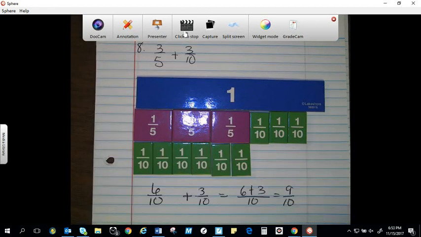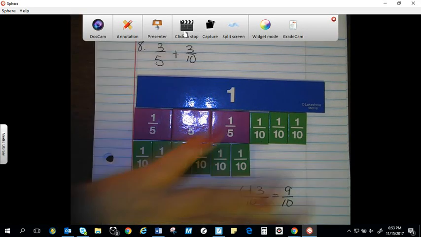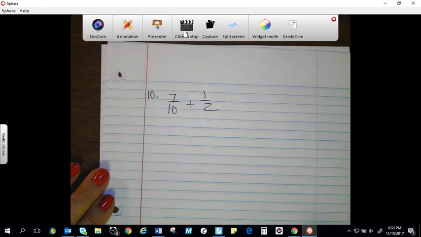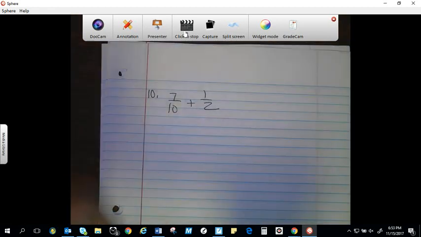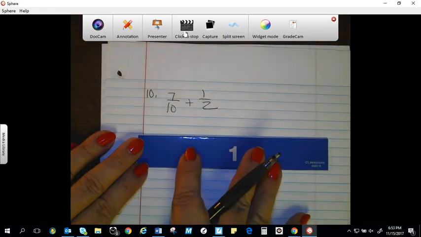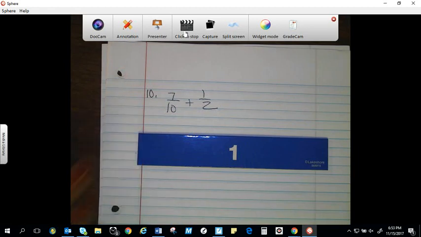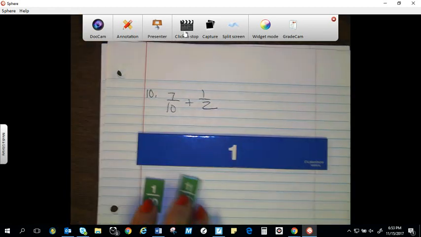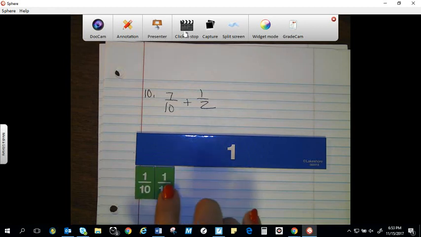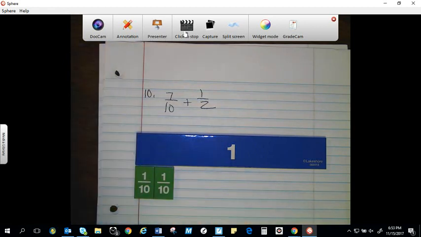All right, now we are at number 10, our last problem of the day, or for this evening. And I'm going to, again, use my 1 benchmark. I have 7/10 plus 1/2. Prediction, drum roll, mixed number or proper fraction? Okay, so make sure that you write your prediction down.